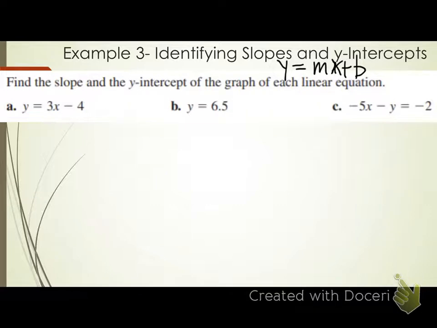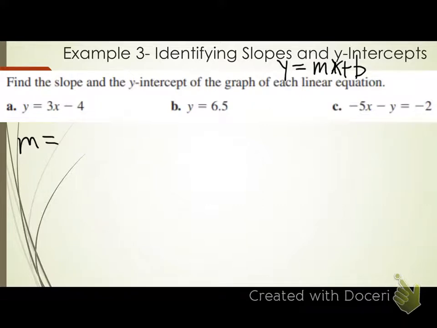Okay? So letter A, y equals 3x minus 4. Is that in slope-intercept form? Yes. So I can go ahead and identify slope and y-intercept. Okay, raise your hand if you can tell me what the slope is here.